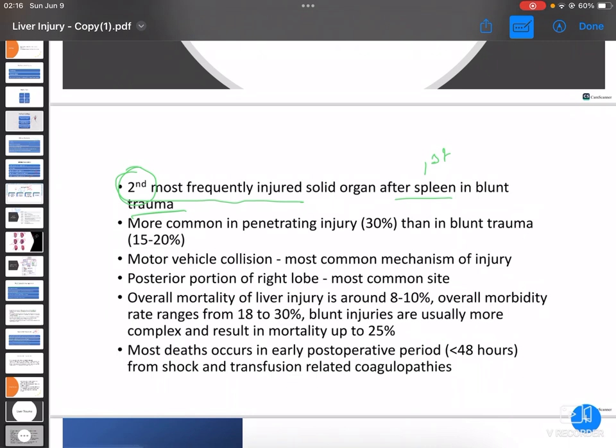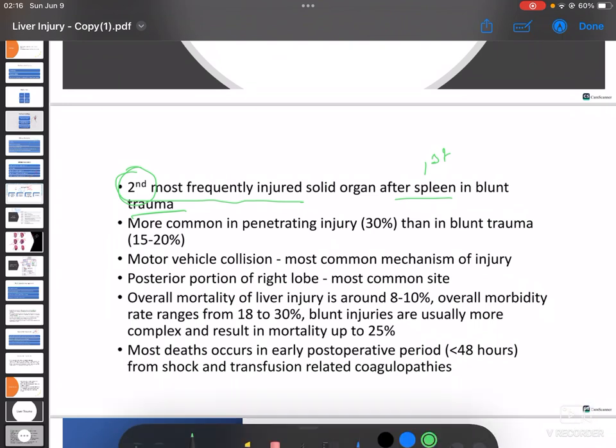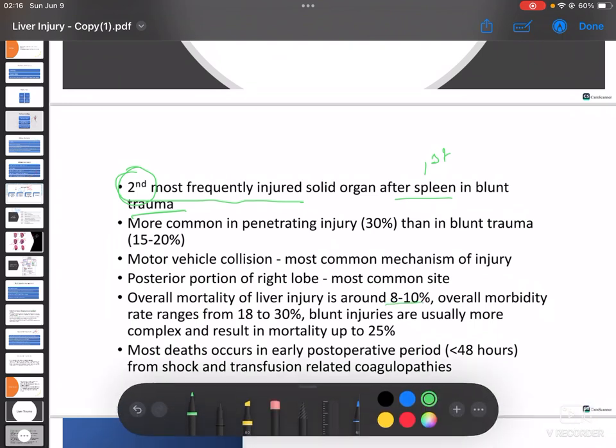Overall mortality of the liver injury is around 8 to 10%. Overall morbidity rate is 18 to 30%. Blunt injuries are usually more complex and result in mortality up to 25%. So again, the overall mortality of the liver injury is around 8 to 10%. You have to keep this in mind. This is a very important figure, 8 to 10%.